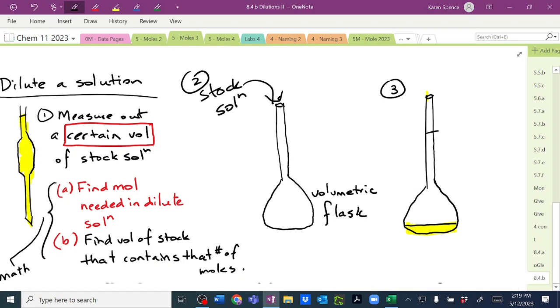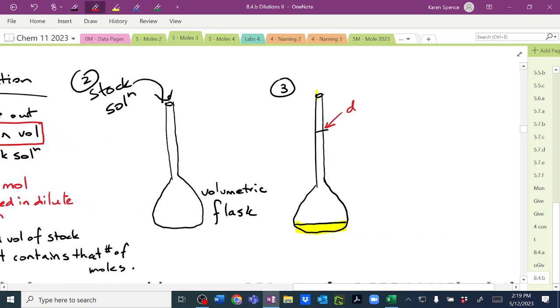Because all we've got right now is stock, and remember, we are trying to dilute the solution. Yeah, we have to add water. Where do we add the water up to? Yeah, so we're going to add water to the line. Add water up to the line.